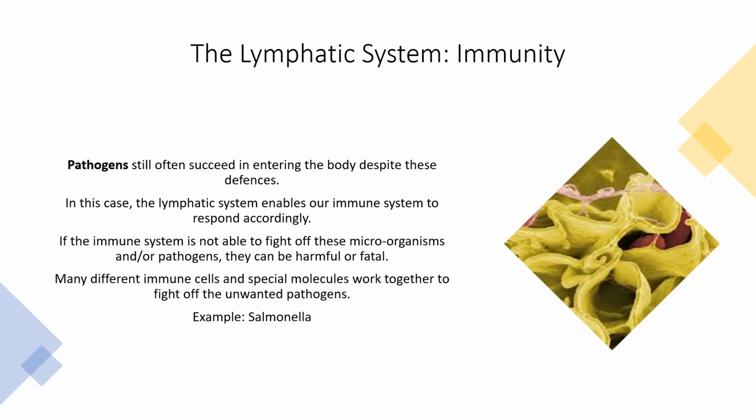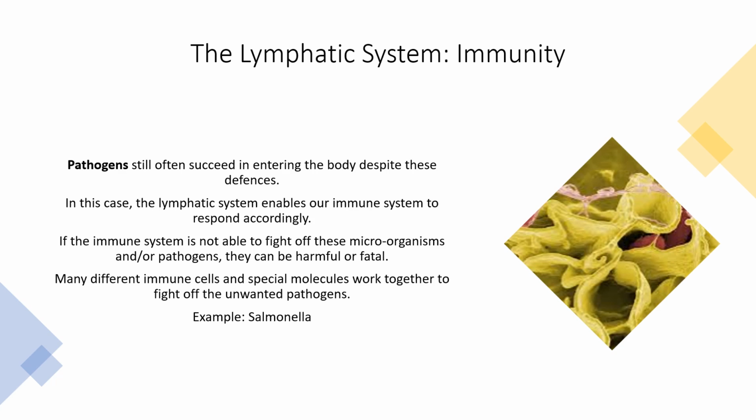So pathogens will still get through from time to time despite these defences. When this does happen, the lymphatic system enables our immune system, so remember they work hand in hand, to respond accordingly. Now, if the immune system is not able to fight off these microorganisms or pathogens, they can be harmful or fatal. We already mentioned gangrene there, for example.